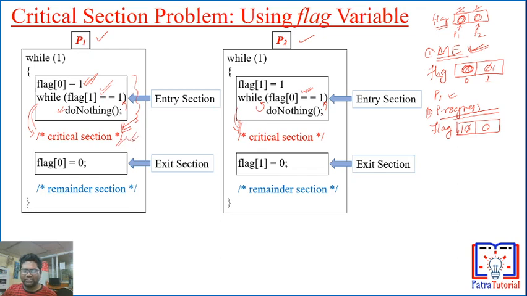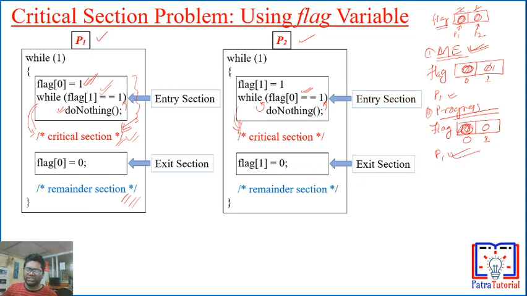Now suppose P1 completes its execution in the critical section. It comes out of the critical section and updates the value of flag of 0 to 0 again. It was 1, but now it is updated to 0. Then by executing the remainder section, P1 completes, and one round is completed successfully.